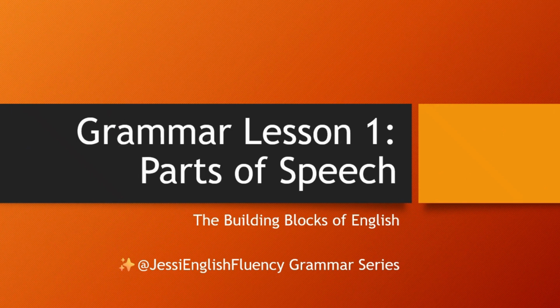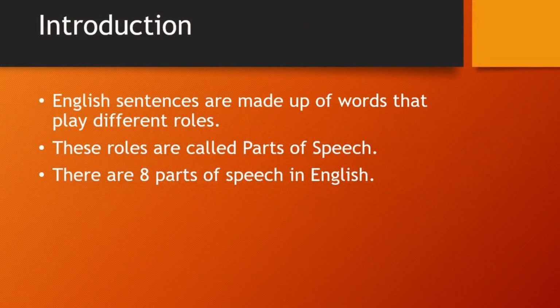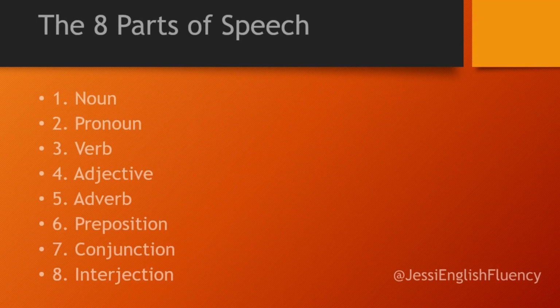These are the building blocks of English. By the end of this lesson, you'll understand the 8 types of words that make up every sentence. Let's begin. Every English sentence is made up of different kinds of words. Each word has a job, and that job is called its part of speech. There are 8 parts of speech in English. Let's go through them one by one. Here they are: noun, pronoun, verb, adjective, adverb, preposition, conjunction, and interjection. Each one plays a unique role in forming sentences.